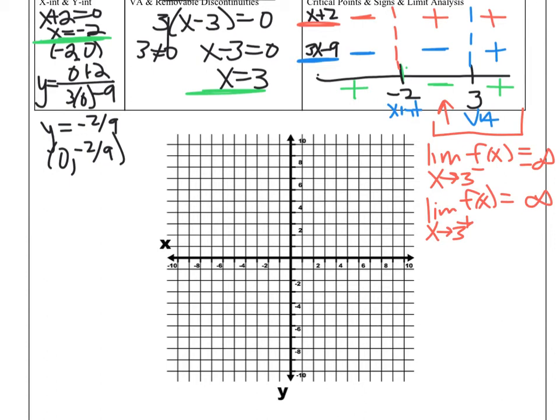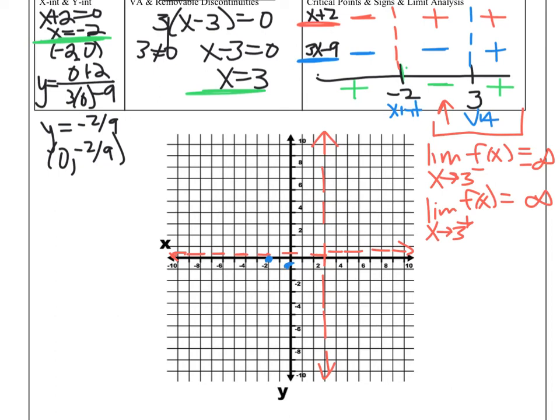Now we're going to graph our horizontal and vertical asymptotes. So I have horizontal at 1/3. It's a beautiful 1/3. X equals 3 is my vertical. Let's add some points in here. So I have 0 and negative 2/9 for my y-intercept. I have negative 2, 0 for my x-intercept.